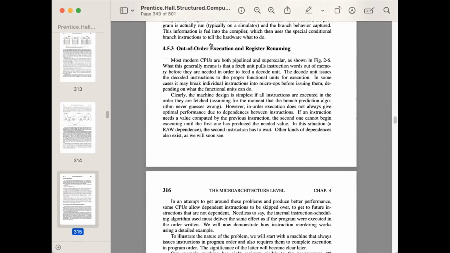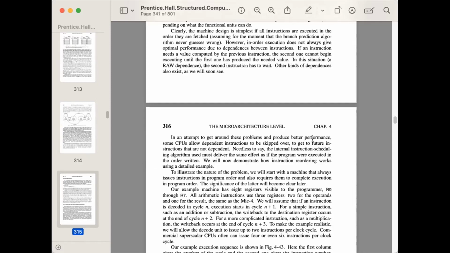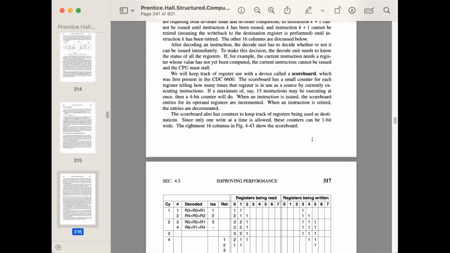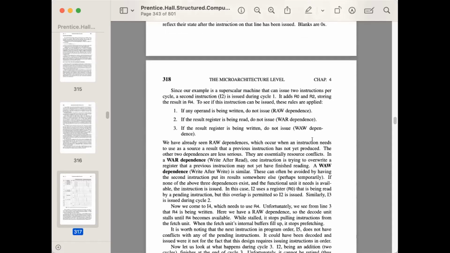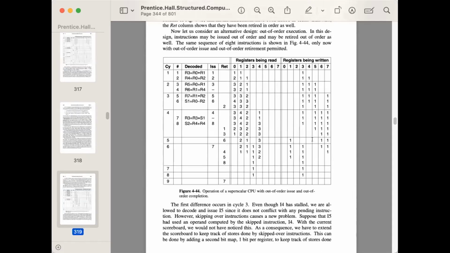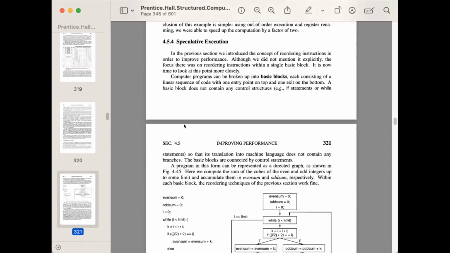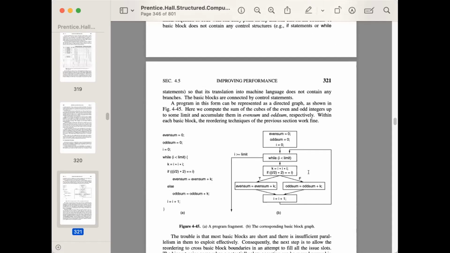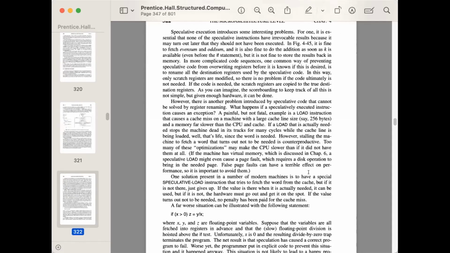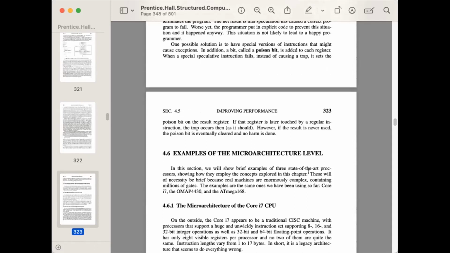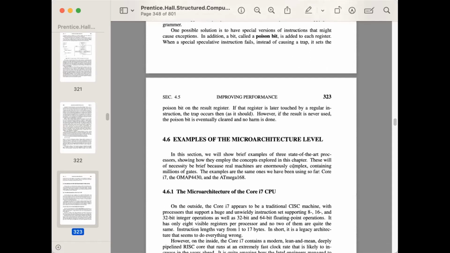It also talks here about out of order execution and register renaming, other approaches that you can take to try to speed things up. We're still in improving performance here. Again, speculative execution, where you can go ahead and execute something to have it pre-compiled, ready to go, and hope that's the right thing. If not, you've wasted the time. But hopefully overall, if your branch prediction is good, you'll increase performance that way.